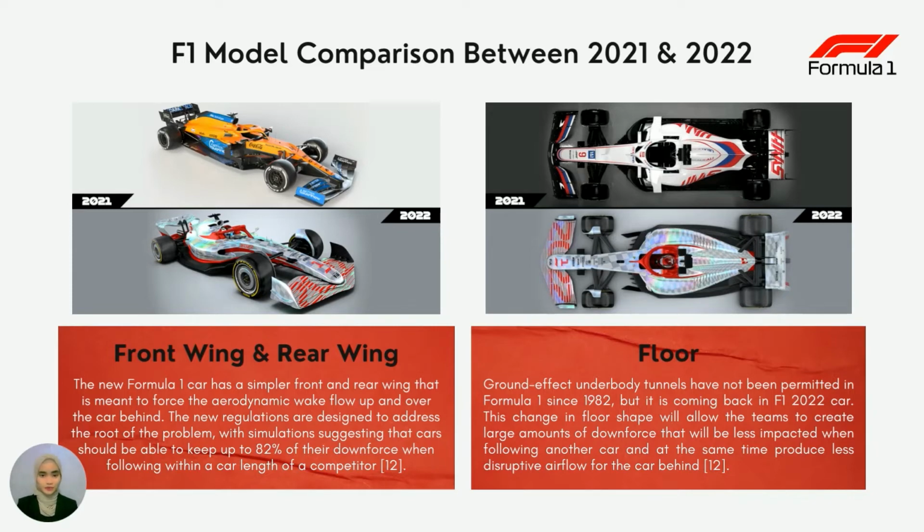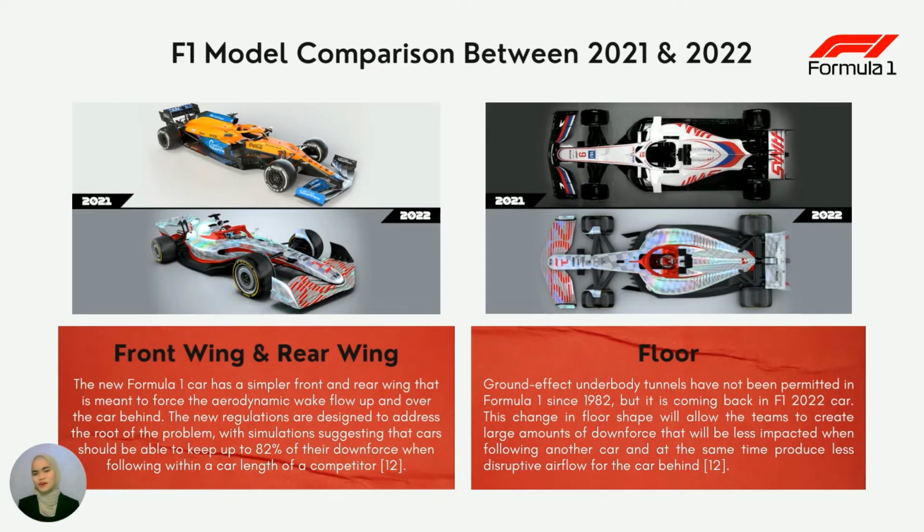Then there's the floor section. The 2022 F1 car is bringing back a feature previously banned since 1982, which is fully shaped underfloor tunnels, rather than the step floor used in the 2021 car. You can't see it in this picture, but it's there. This will allow the teams to generate a large amount of efficient downforce through ground effect.